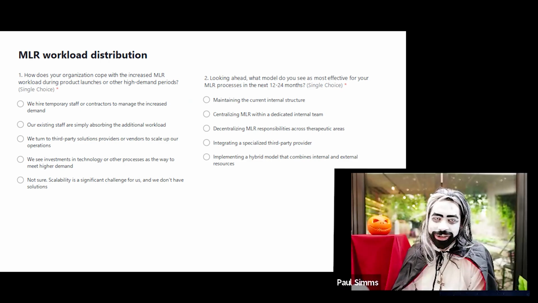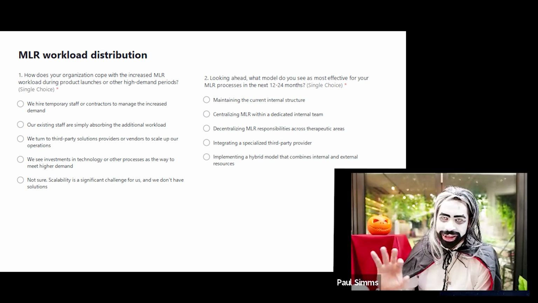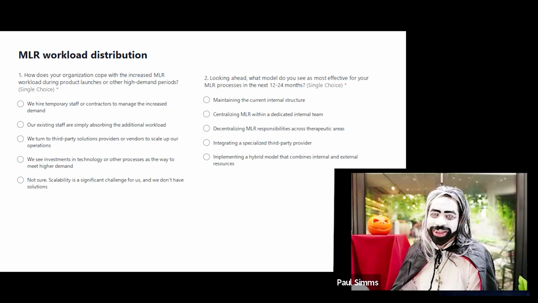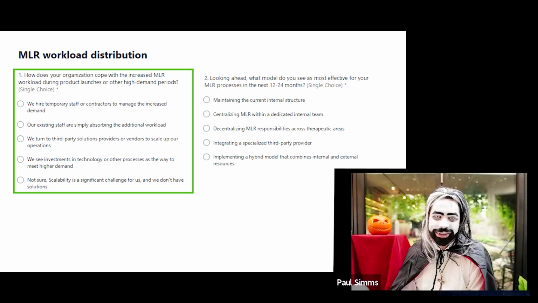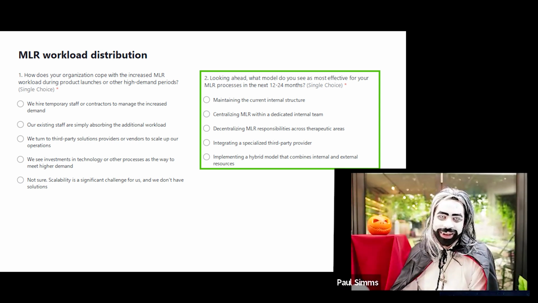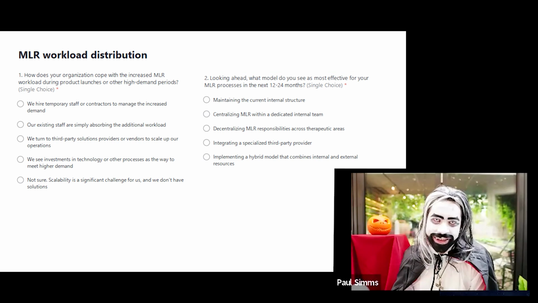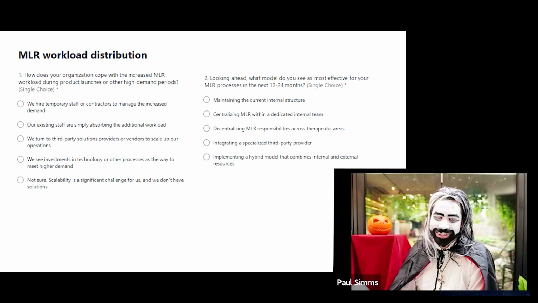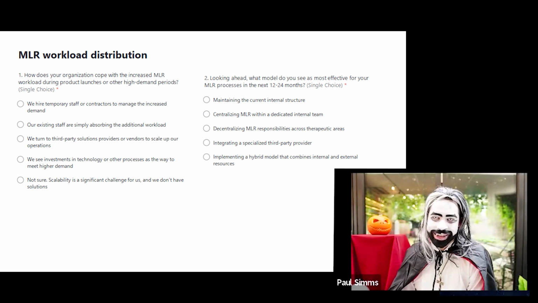If you look at your screen right now, I really want to get the audience's direct view on exactly what your opinion is on what Jimmy's just been saying. So you can see workload distribution as a question there. How does your organization cope with the increased workload? And then secondly, what model do you see as most effective for your MLR processes over the next 12, 24 months, and you have the chance to select, maybe influenced by Jimmy, I don't know. We'll have to see whether or not he has managed to convert anybody, or indeed how we should have done this poll at the beginning and the end, I guess. But it'd be really interesting to see where your views are.